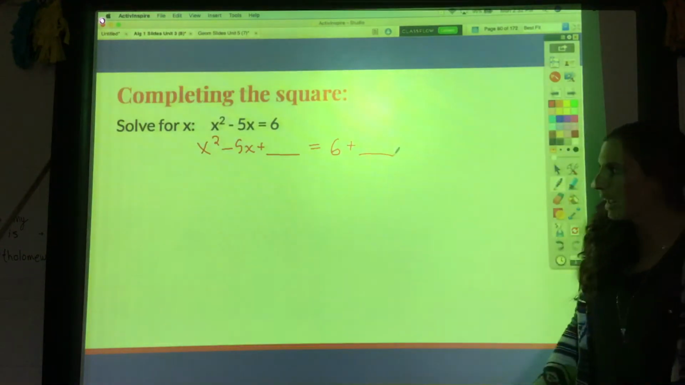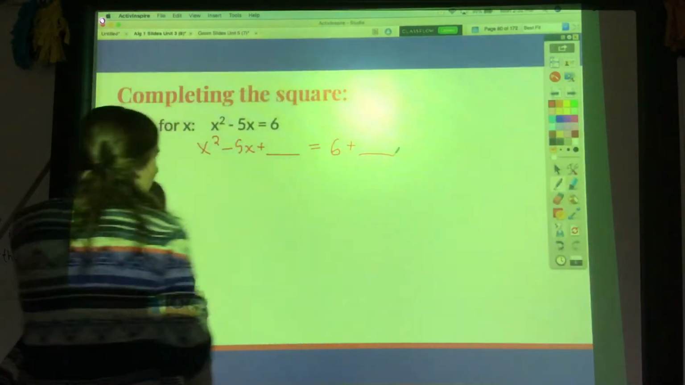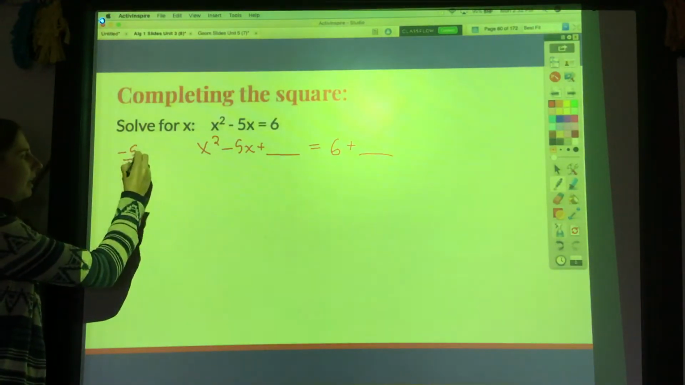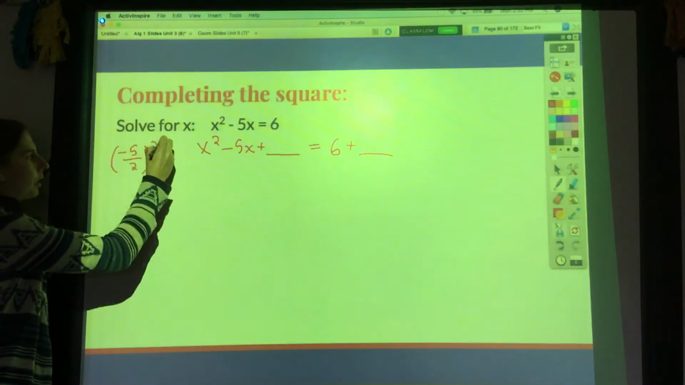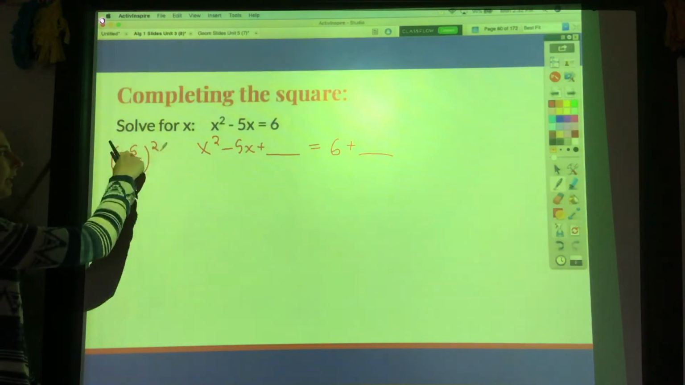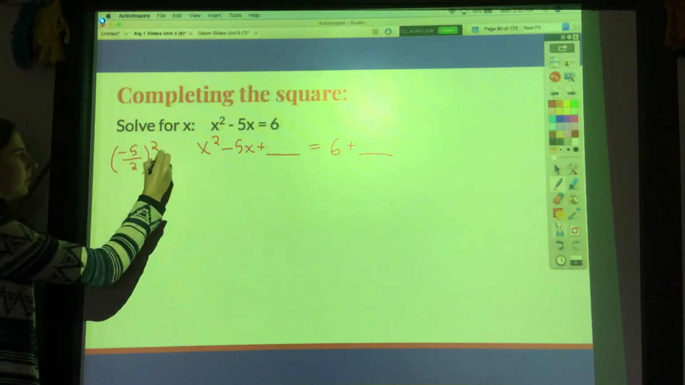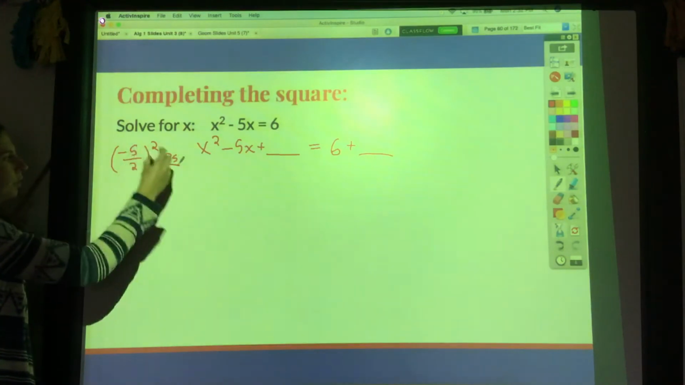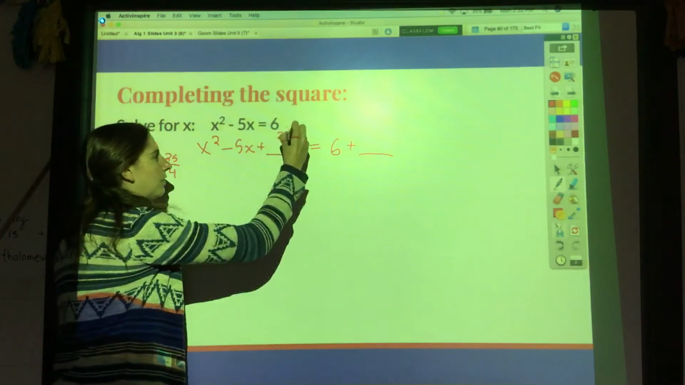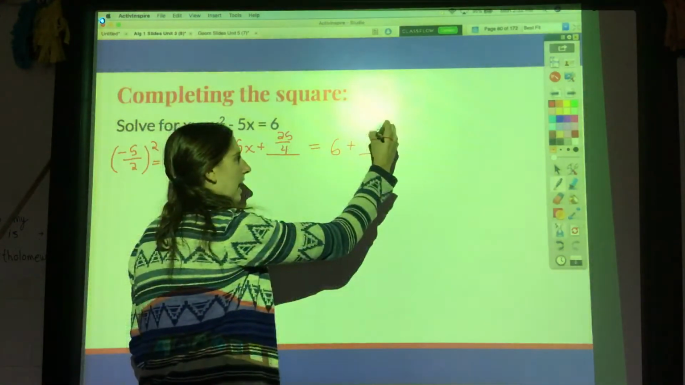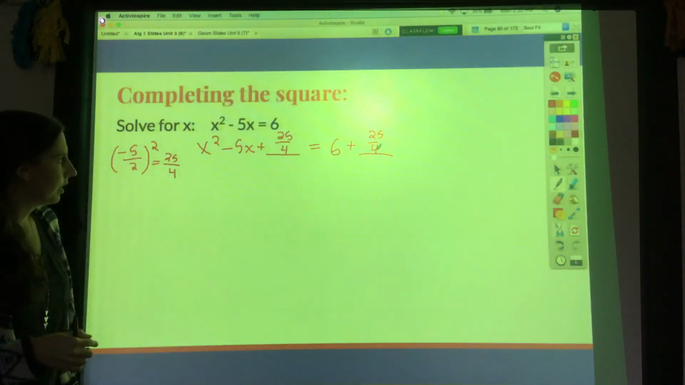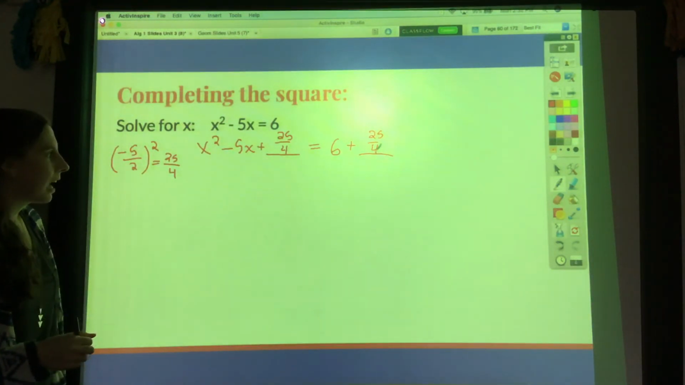All right, remember the way I complete the square, the way I find that number to add in is I take this, the b value, cut it in half, and then square it. That is a fraction. -5 squared is 25, and 2 squared is 4. So the number I'm going to add in is 25/4. Don't forget to add it to this side too. That's okay that it's a fraction. I can do this. Now I'm going to factor.